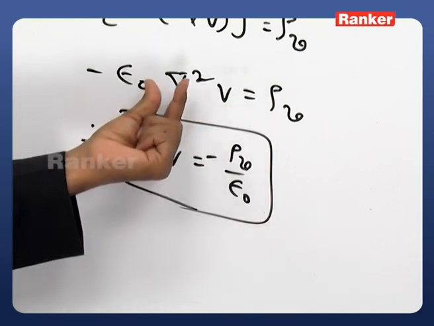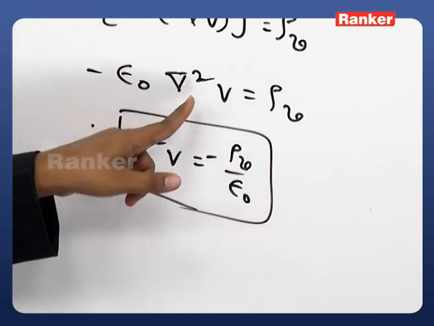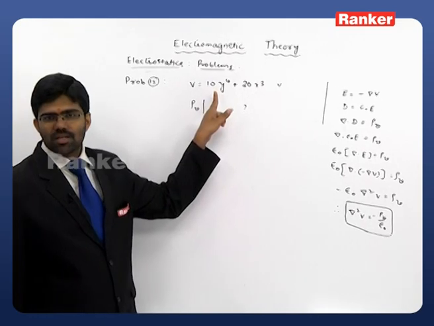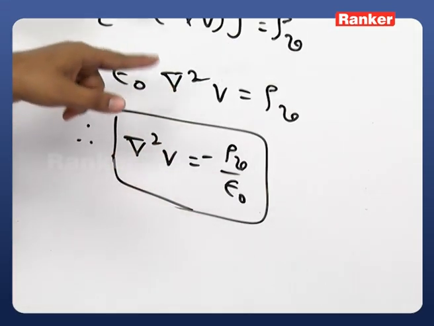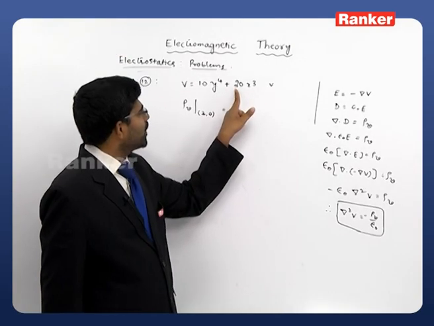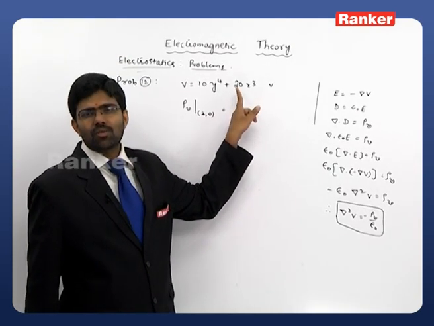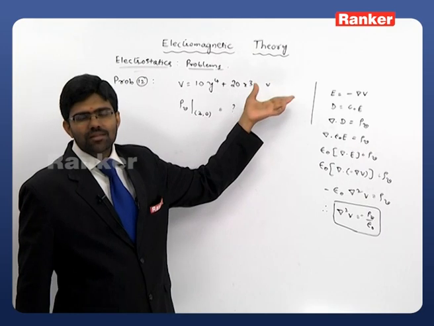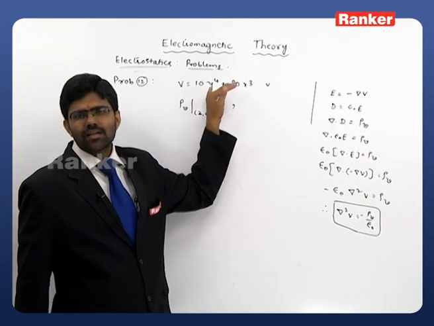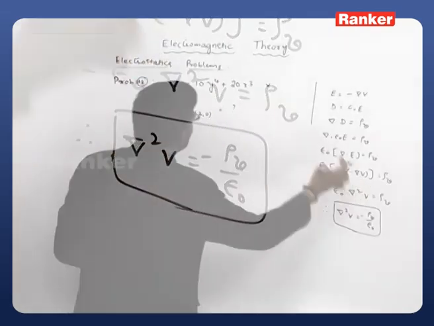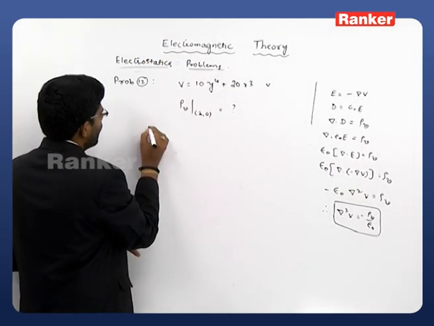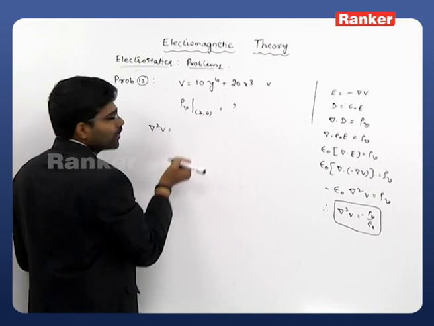This del square operator is a Laplacian operator. So apply this del square on our potential equation. How to apply this del square operator? We just need to take the del square operator in the respective coordinate system. Here the coordinate system is a rectangular coordinate system. Even though there is no z term, just treat this as a rectangular coordinate system. So I am trying to apply this del square operator on V, that is, del square V I am trying to calculate.